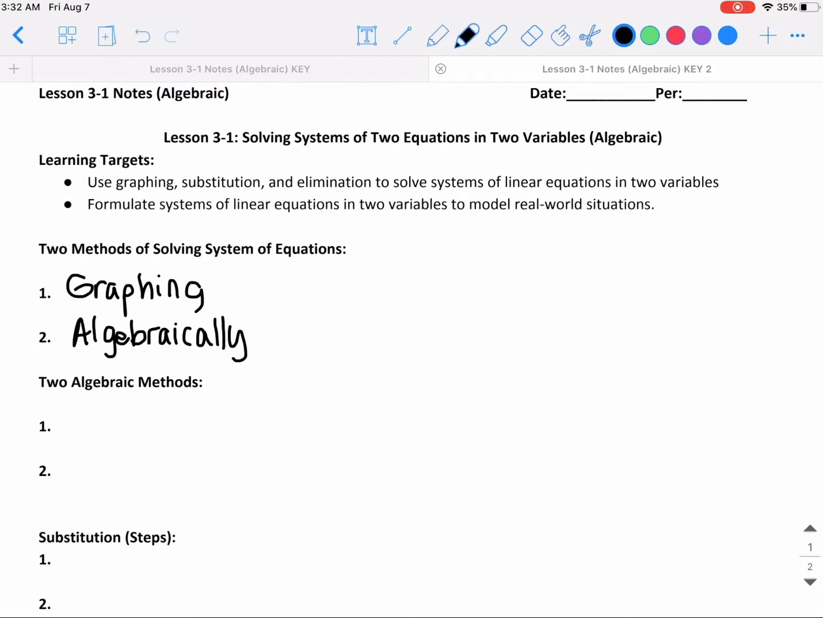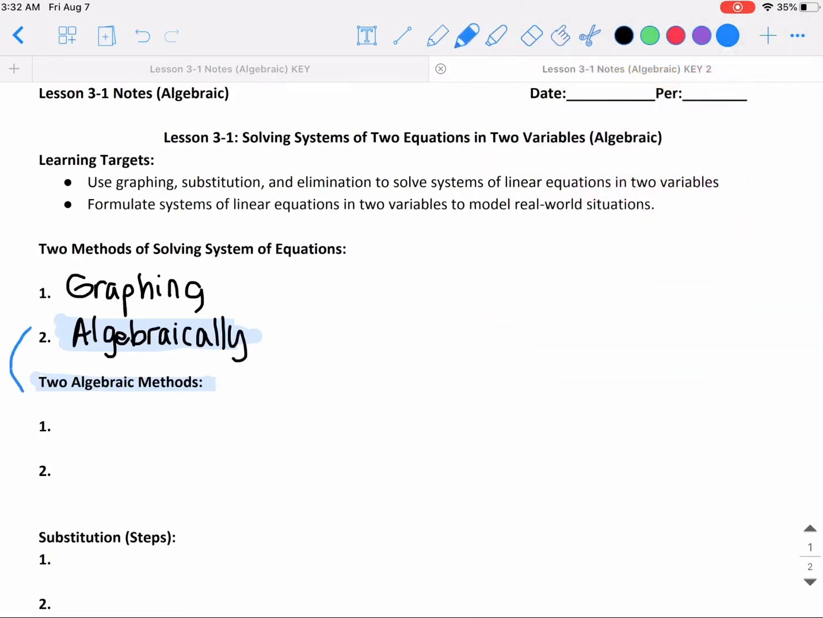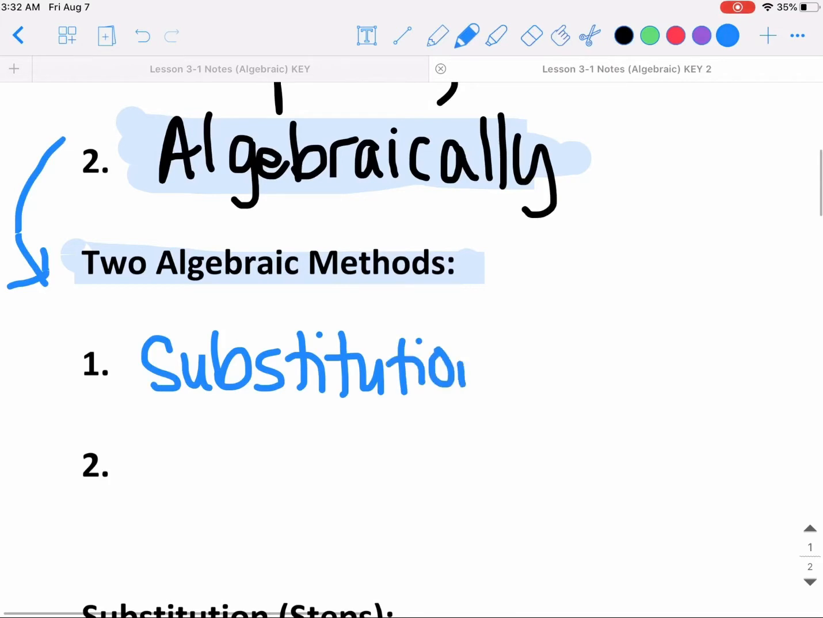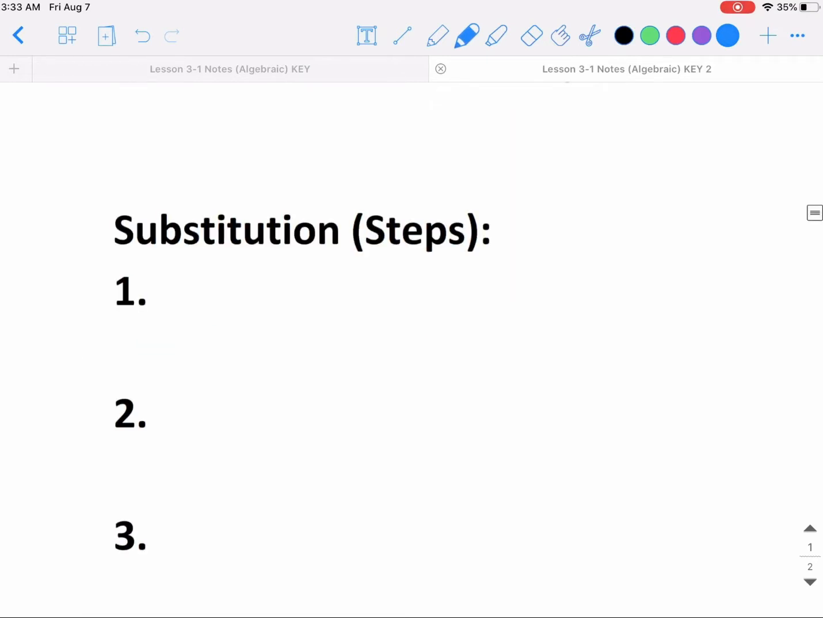So if I algebraically solve, there are two methods I could use. I could use substitution, or I could use elimination. Those are two different methods, and you can choose whichever one you like best, but I'm going to go over both. For substitution, the first step is to solve for one of the variables.